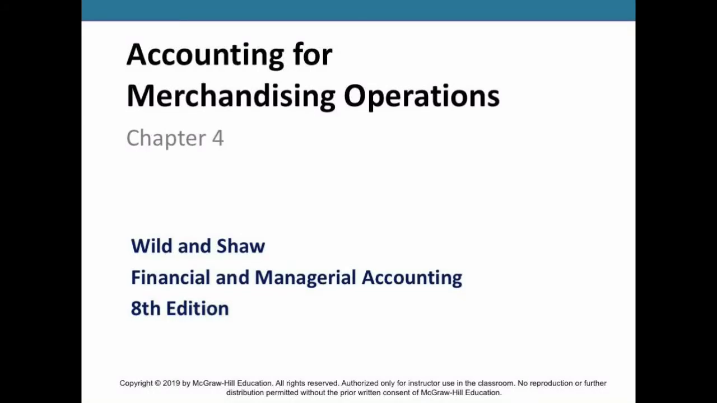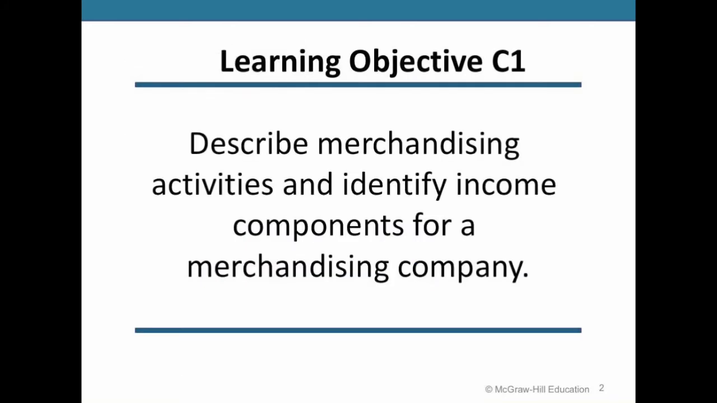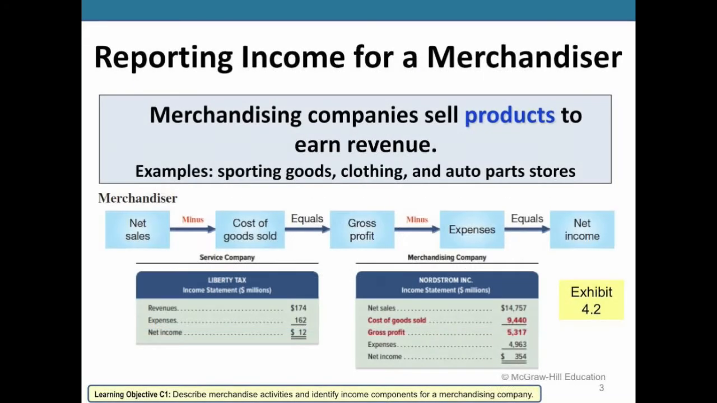Hey class, today we're going to take a look at Chapter 4, Accounting for Merchandising Operations. In those operations, we're typically going to have a company who's going to sell a product which has a cost of goods sold associated with it. The difference between what it costs the company for that product and what they sell it for is going to be a gross profit. And there's other expenses that the company incurs before you get to net income.